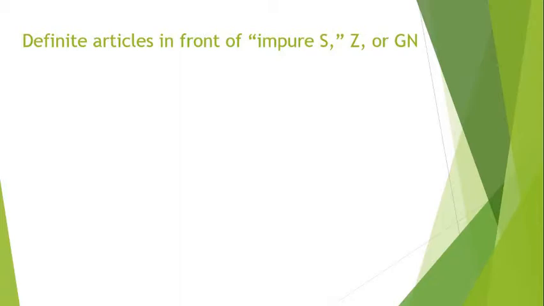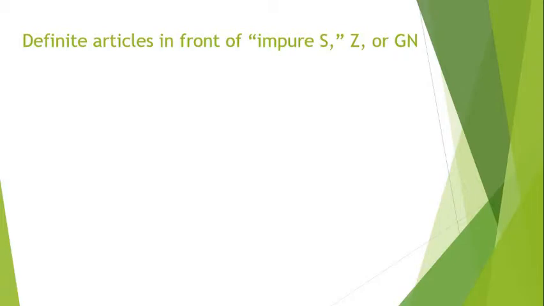For example, articles change when they're in front of impure S, Z, or GN. Now, what is impure S? Impure S is a way that linguists describe S followed by a consonant, right? So for example, in the word schema, right? It's SC, schema. That's an impure S. Whereas sabato, SA, right? That's S plus a vowel, so that's not an impure S.